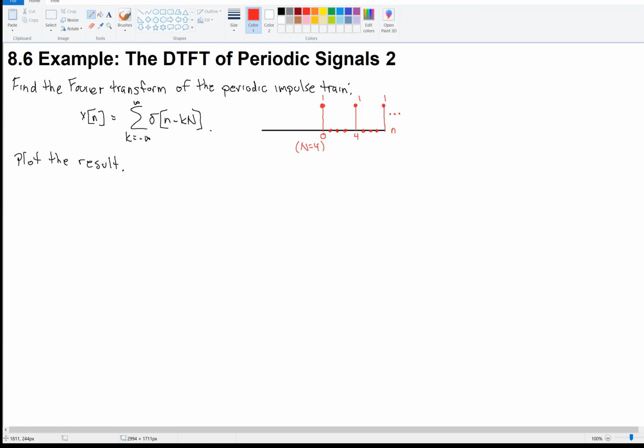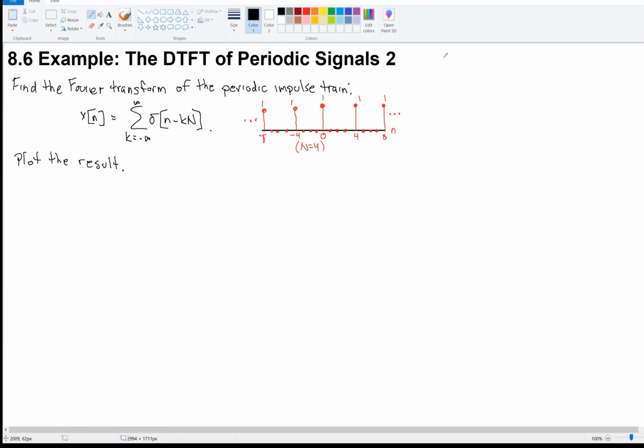Let's try some negative k's. How about when k is minus 1? Delta of n plus 4. Oh, that's an impulse shifted to the left by 4. I see what's going on. So you can guess, I think now you can see that yes, this is periodic. And the period is shown here with n equals 4. The period is n, of course. So the first question you ask yourself is: is this periodic?